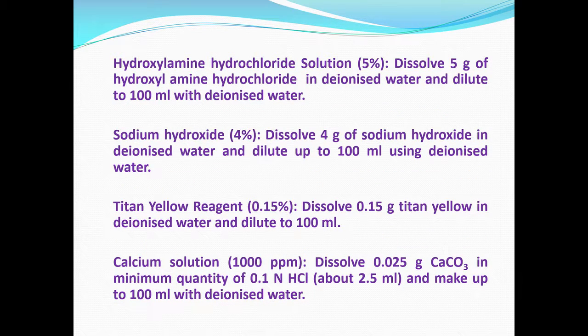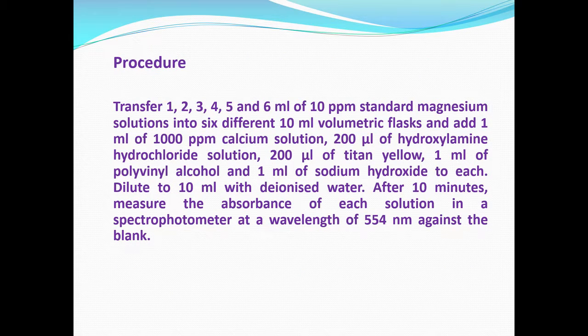So, you also need hydroxylamine hydrochloride solution, that you can prepare at 5%, sodium hydroxide you need at 4% weight by weight, and then the Titan yellow reagent is 0.15 gram of Titan yellow. And the calcium solution you have to stock at 1000 ppm and you can dilute it, and the working solution should be 10 ppm.